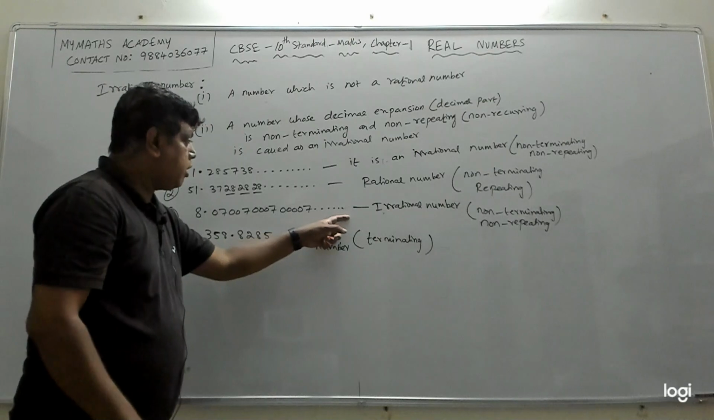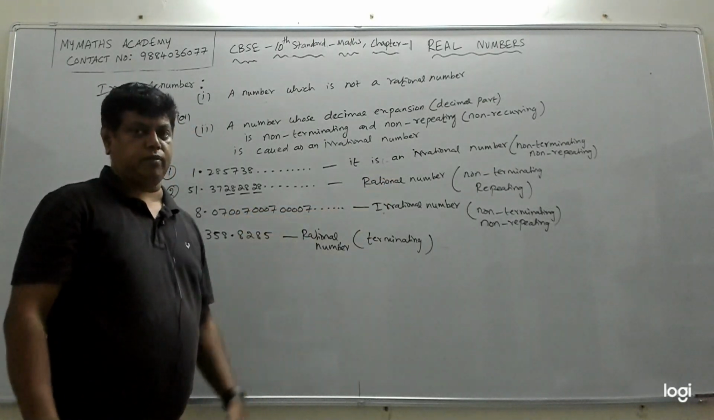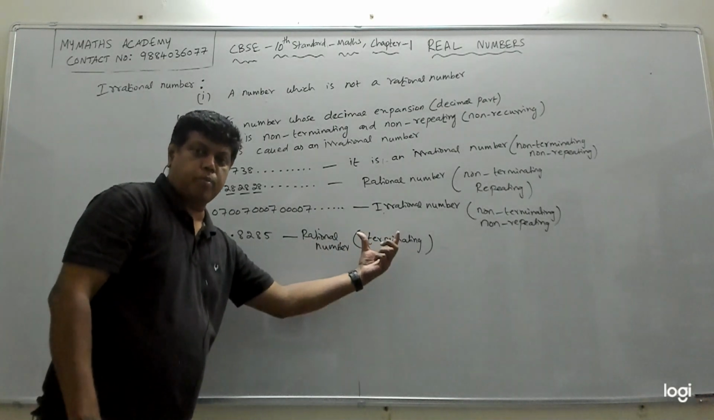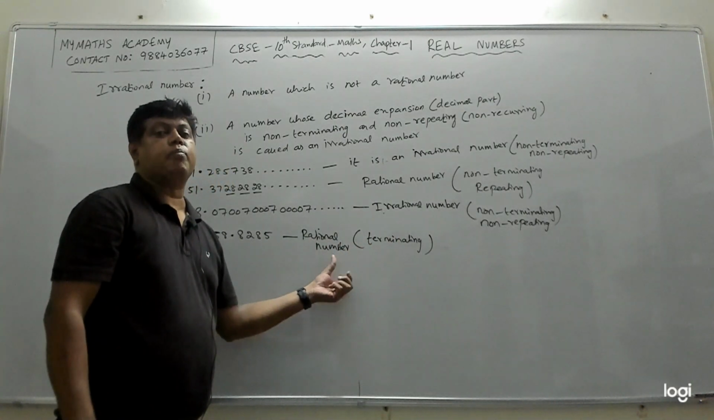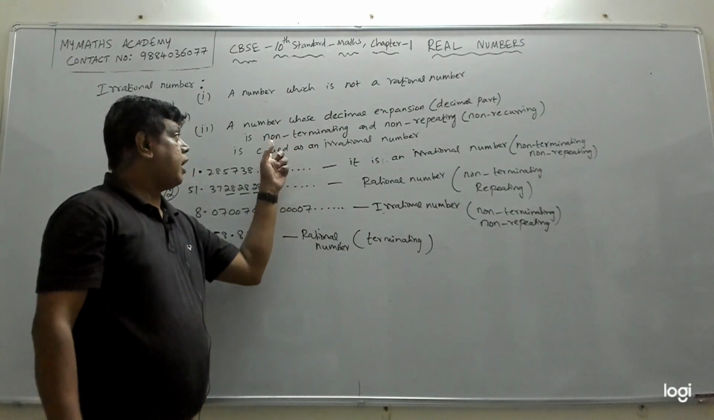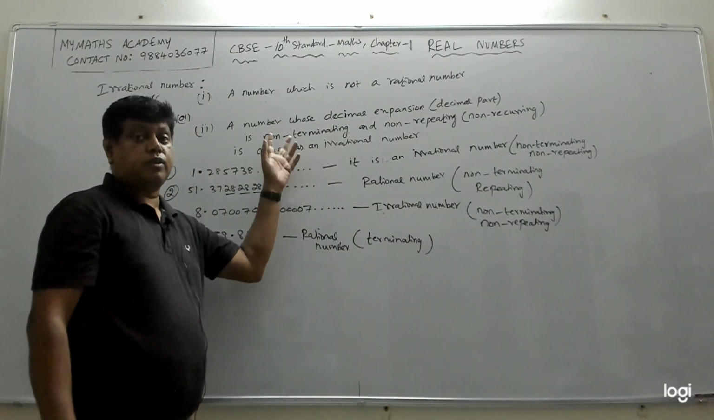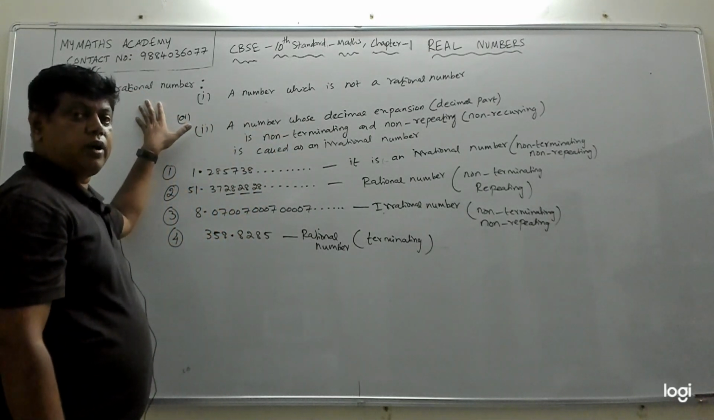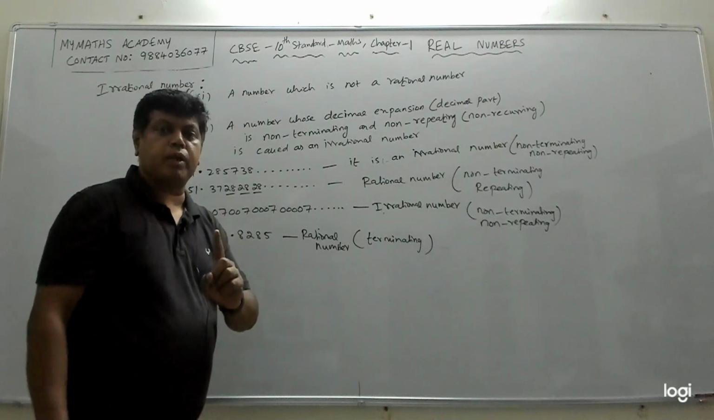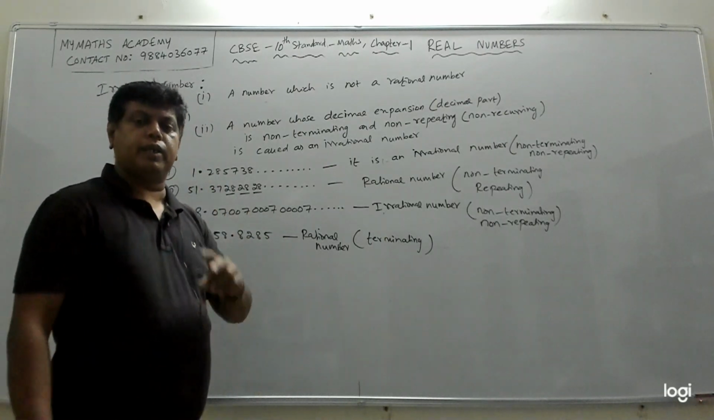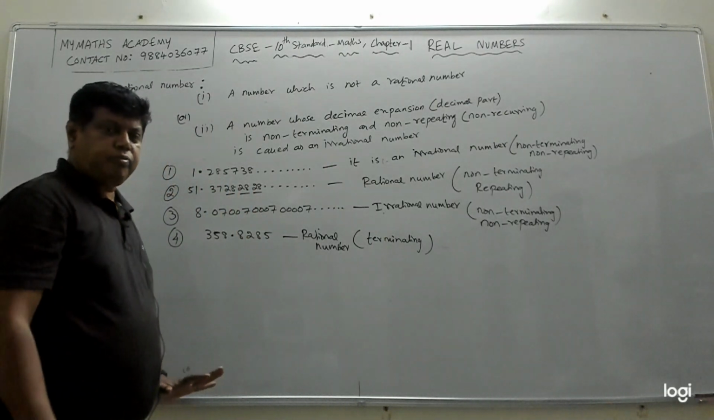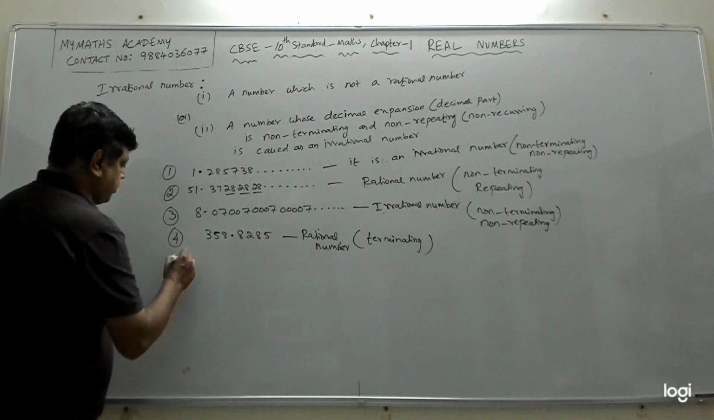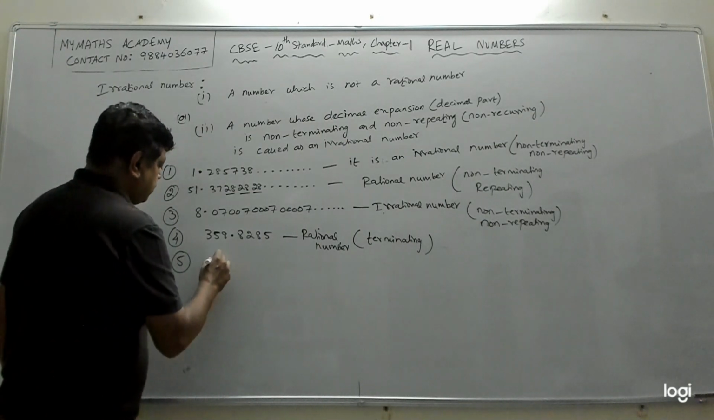Only if it is dot dot dot dot will you check whether it is repeating or non-repeating. But if there is no dot dot dot dot, you say terminating. The moment it is terminating, it becomes a rational number, because terminating means the condition is failed. I need non-terminating, and that condition is failed. The moment the condition is failed, it is not an irrational number, so it should be a rational number, because a number can be either rational or irrational. It cannot be both. Clear? So it is a rational number. Clear? Fine. I'll give one more example.